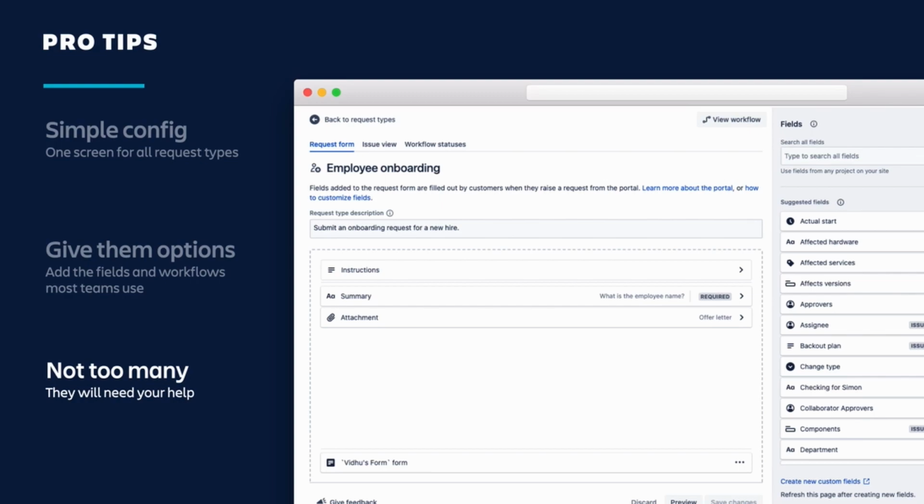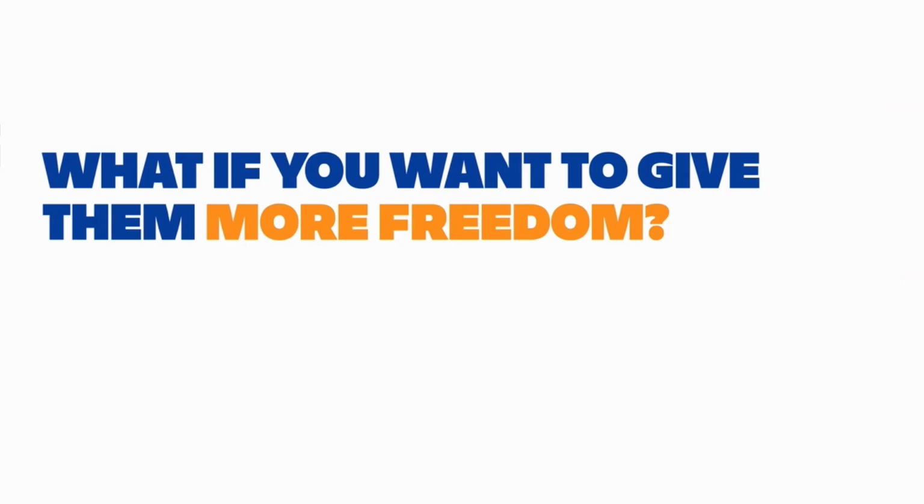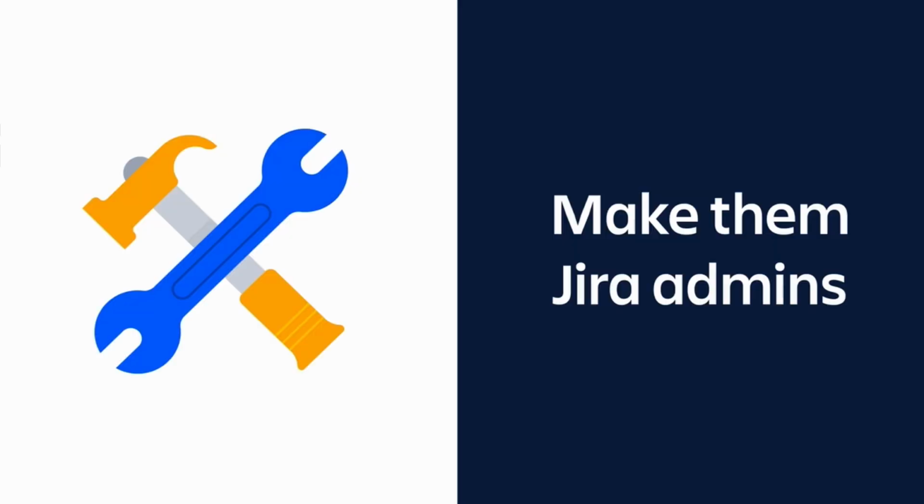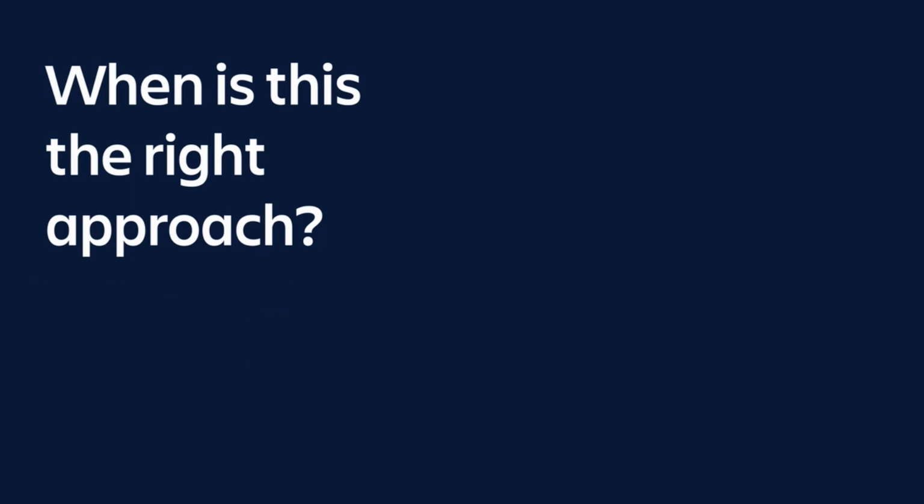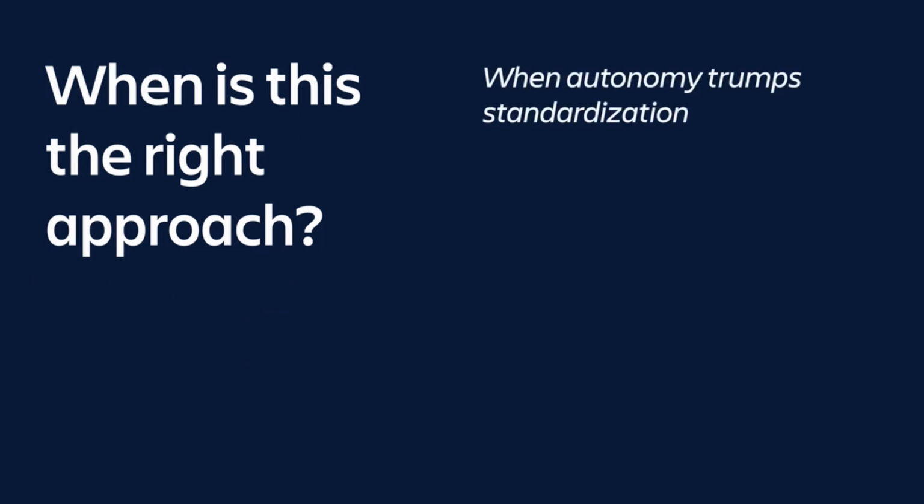But what we've done here is really created quite a strict and controlled environment. What if you want to give them more freedom? Well, one solution is to simply make them Jira admins. But as Boromir would say, one does not simply let anyone become a Jira admin. So there's a little bit more nuance to it than that. But first of all, when should you do this? When autonomy is more important than standardization. Standardization is still important, but if you're willing to trade off some of that in favor of giving away greater autonomy, then this is a great approach. Do this when you trust your team to do the right thing. If you have strong relationships and trust that they will do the right thing, then this is a great option.